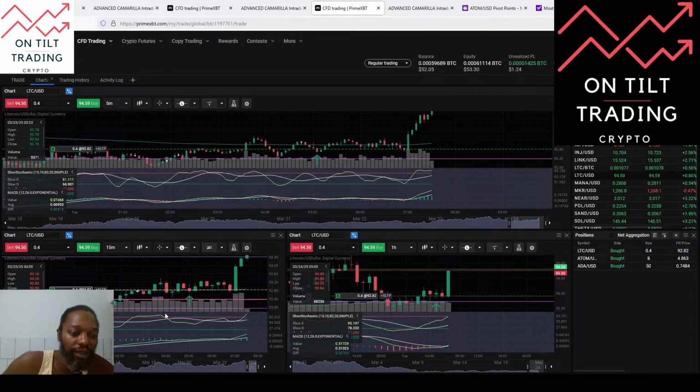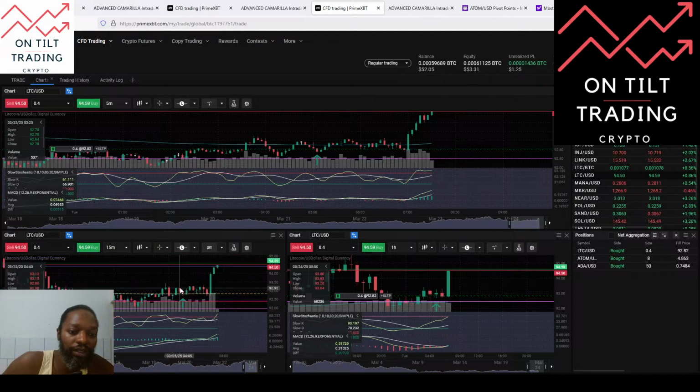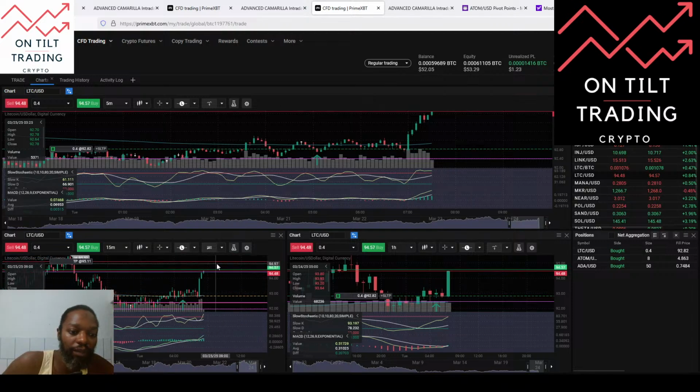We can see just coming off an overbought condition here with buyer momentum, but my stop is placed below here. And you can see this is my profit target up here. So we're getting pretty close to profit target. This being Camarilla pivot S3 here.